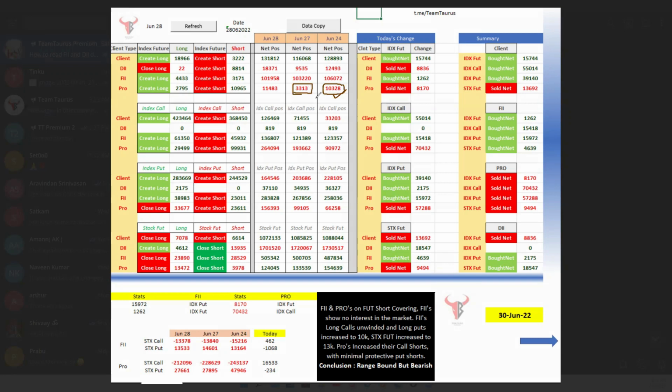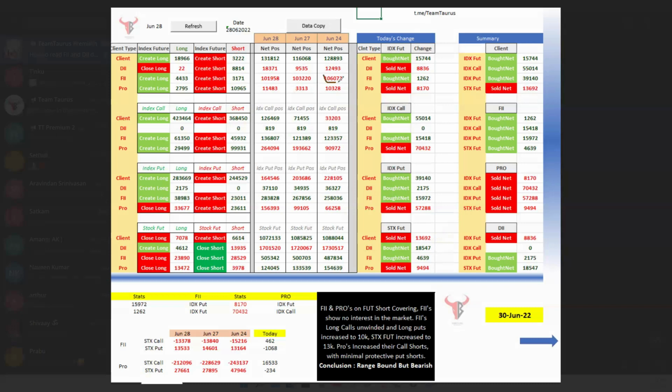Now what do the so-called YouTube masters tell you? They tell you that FIIs bought 7,000 futures, and FIIs are clearly on the buying side here, right? But to be honest, they are selling here. See clearly. Okay, forget about pros for a while. Let me discuss FIIs, because this sheet is mostly called FII DII data. So we'll talk about FIIs first.